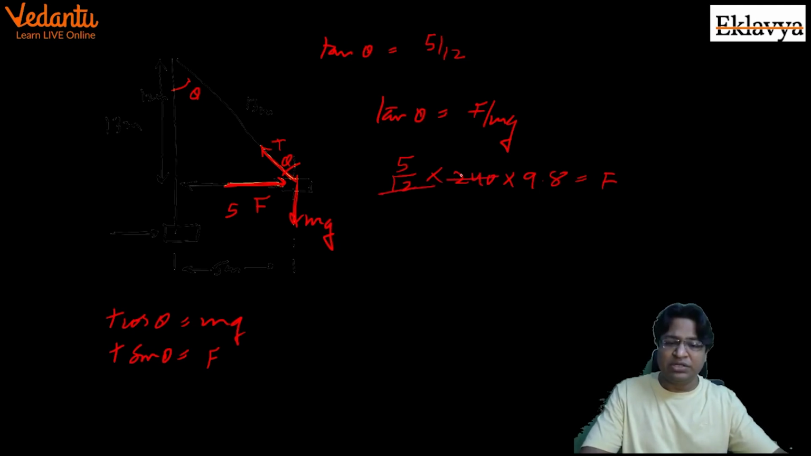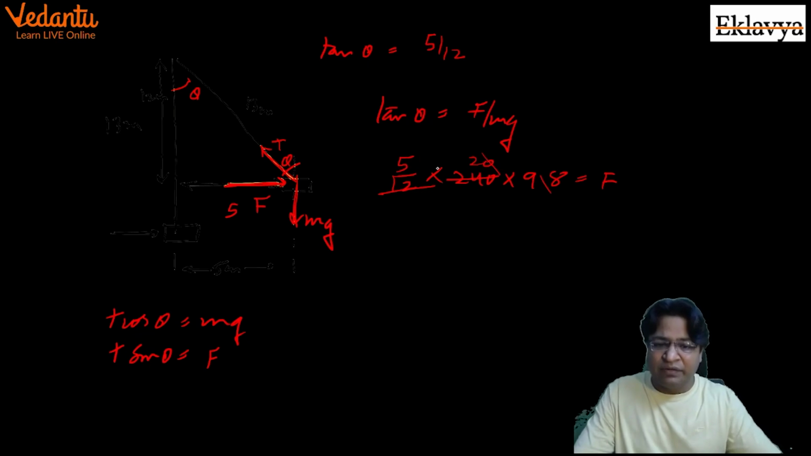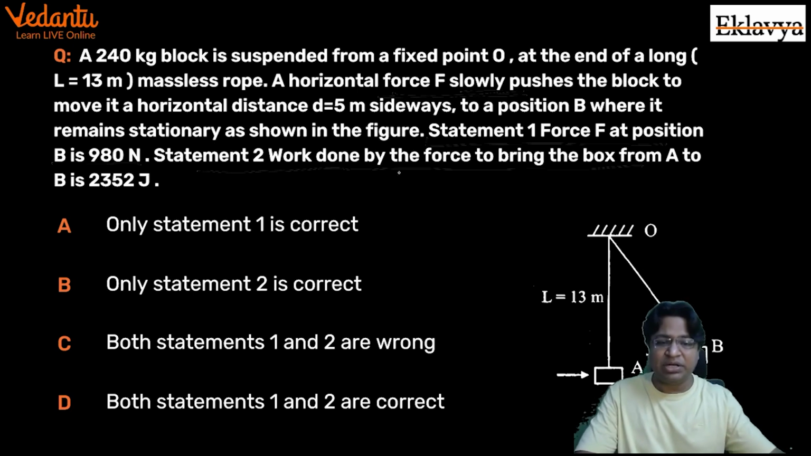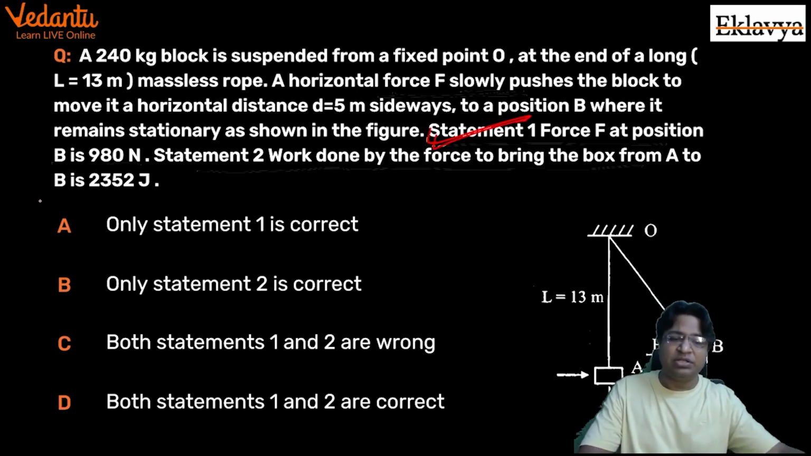So this 12 gets cancelled. It is 20. I can cancel this 0 with this decimal place. 5 into 2 is 10. 10 into 98 is 980 Newton. So I can see that statement 1 is correct. All right. Statement 1, the force, this is correct.